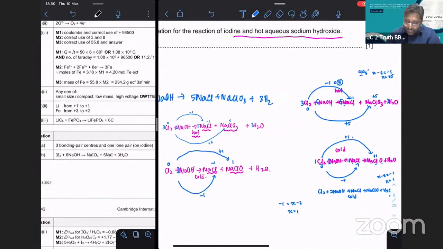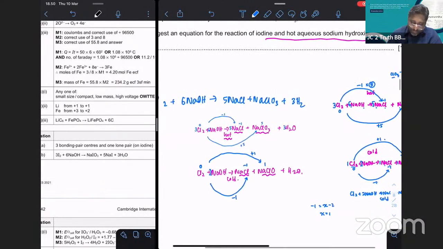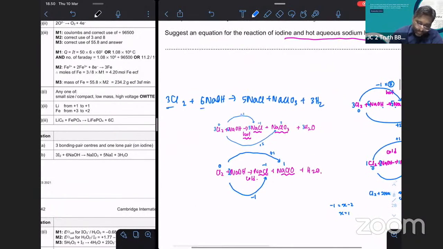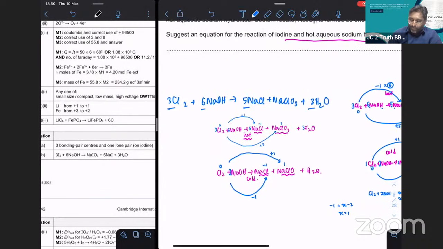So you see 3, 6, 5, 3. So this is H2O. So you get that.